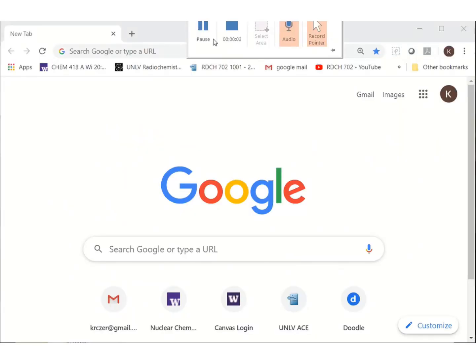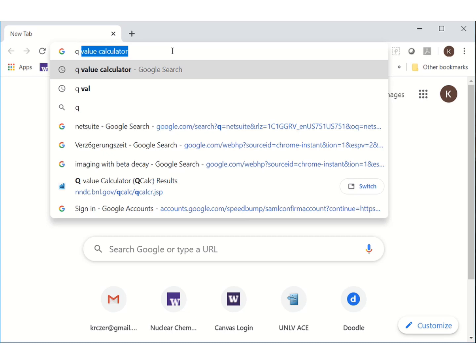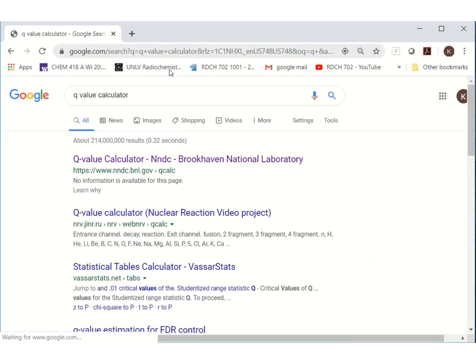As I've mentioned in this lecture, there are Q value calculators, and let's explore some of them right now. If you just go to Google and write in Q value calculator, there are two that show up. One is from Brookhaven, one is from Russia. Let's go to the Brookhaven one first.